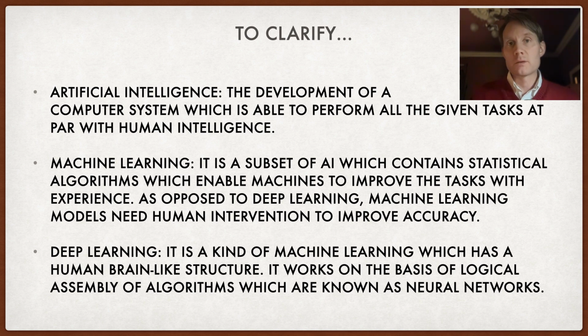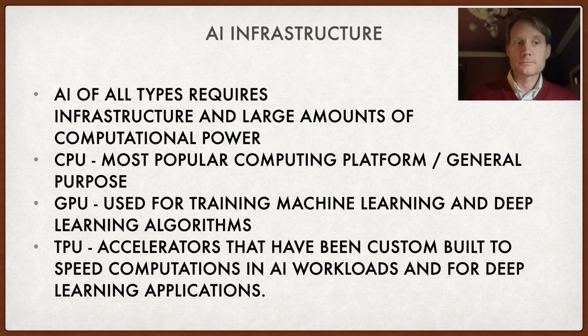Finally, all AI that we've been talking about requires infrastructure. So we need large amounts of computational power to be able to go through the amounts of data that we need to get through to find the patterns that we can learn from and feed back into the AI networks to improve their quality and the impact of their results. This is done through CPU, which is the most popular computer platform, GPU, which is used for training machine learning and deep learning algorithms, and TPU, which is tensor units, accelerators that have been custom built to speed computations in AI workloads for deep learning applications.